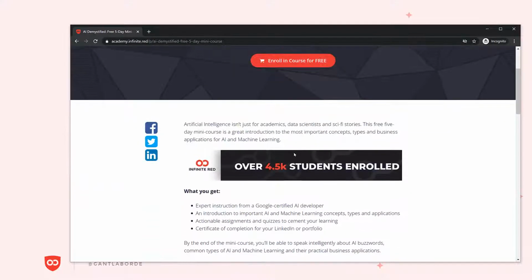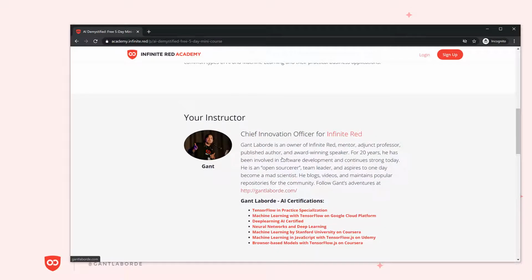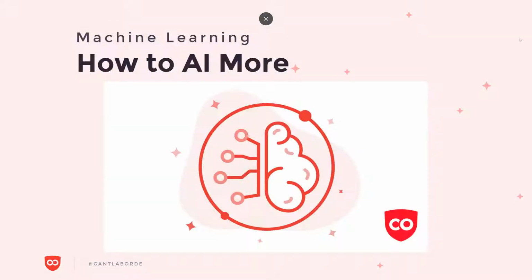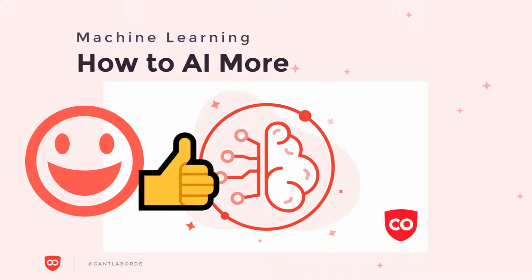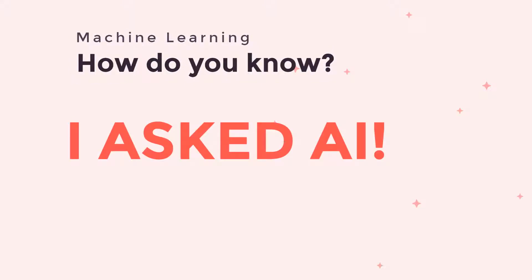So if you take this, you get a little certificate, all kinds of fun stuff. It takes about, I would say, 15 minutes a day for 5 days. And then you get this cool little setup. So that's a really fun kind of thing. And I know people are enjoying it. And of course, you say, well, Gant, how do you know people are enjoying it? And the answer is I asked AI.